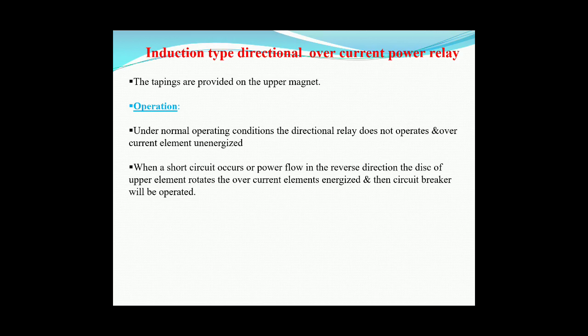The power will be flowing in the reverse direction. Therefore, the disc of the upper electromagnet rotates. The fixed contact then disconnects the circuit breaker. Then it disconnects the faulty section of the circuit.